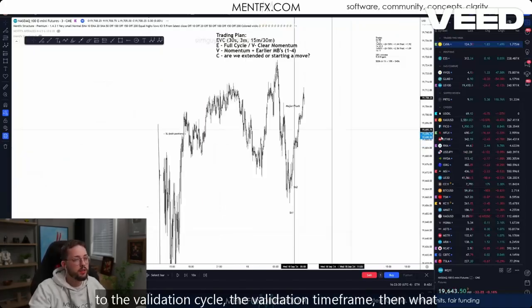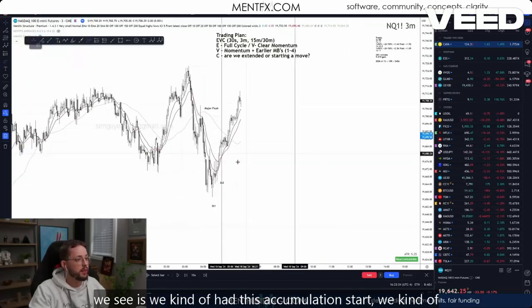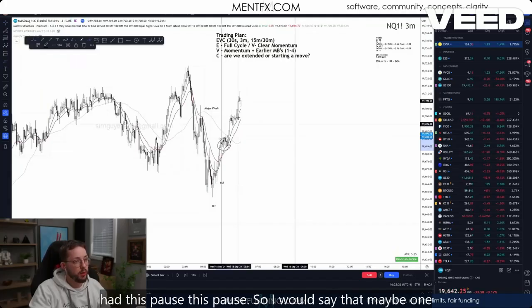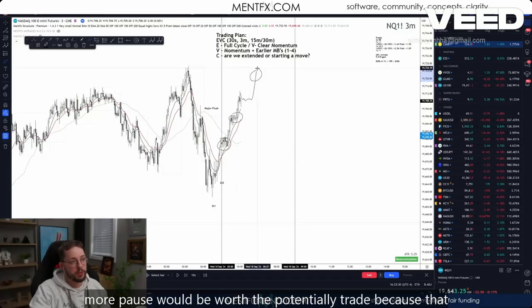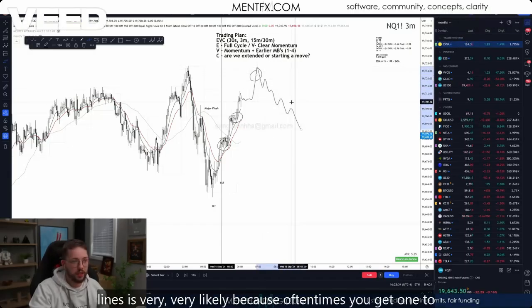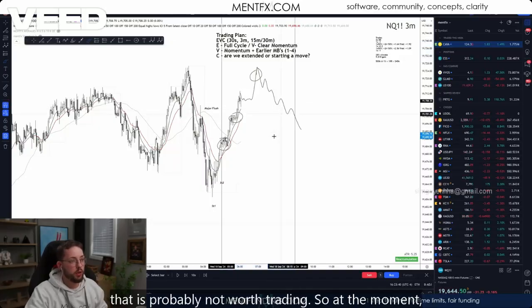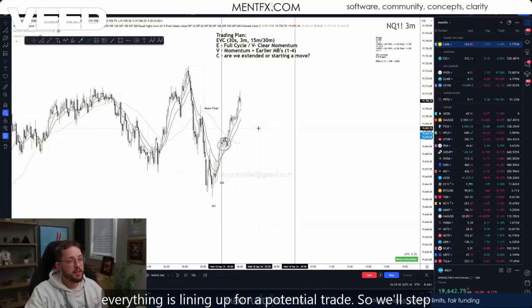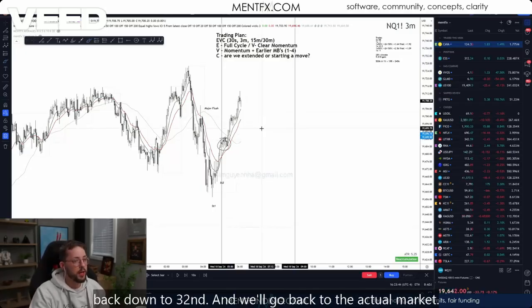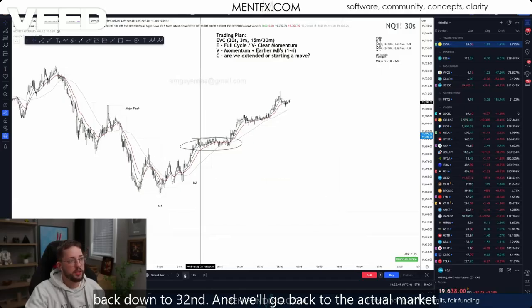And if we go back to the validation cycle, the validation time frame, then what we see is we kind of had this accumulation start. We kind of had this pause. So I would say that maybe one more pause would be worth potentially trading, because that might take off and then fail down. Something along these lines is very, very likely, because oftentimes you get 1 to 4 of these, as you can see right here. And then beyond that is probably not worth trading. So at the moment, everything is lining up for a potential trade. So we'll step back down to the 30-second, and we'll see if we can get a flush out of this actual market.